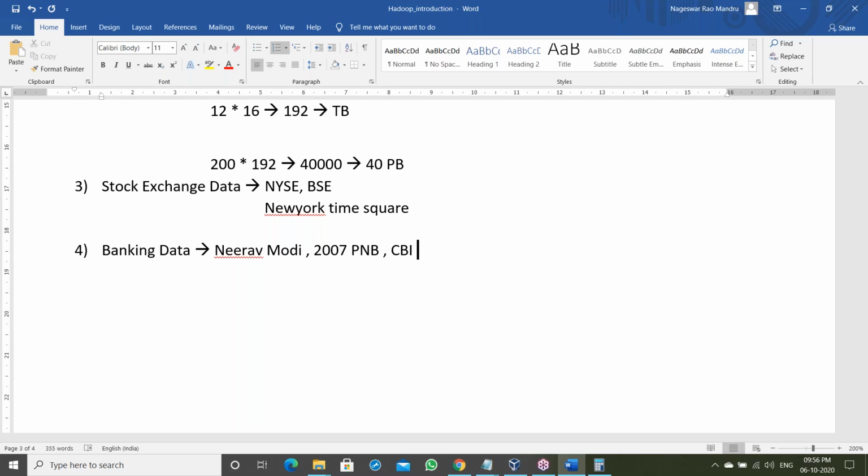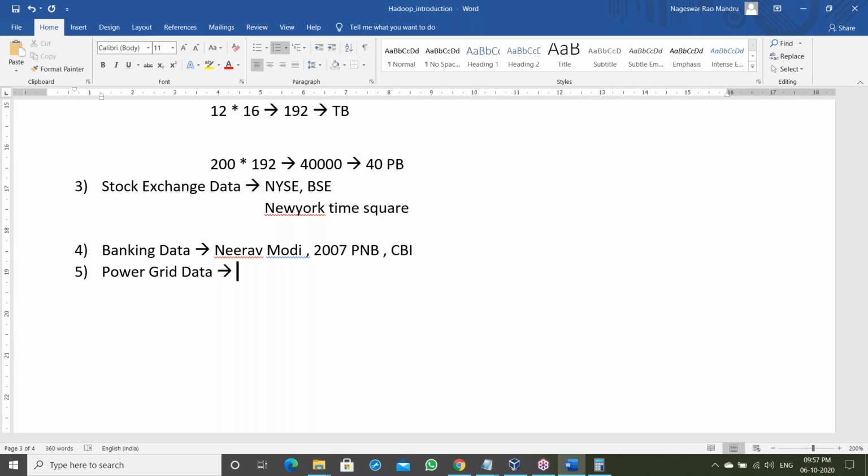Another example of big data is power grid data. Every month, how much power is being supplied? That information has to be maintained for customers like domestic consumers, industrial consumers, and commercial consumers. Their power consumption has to be maintained.